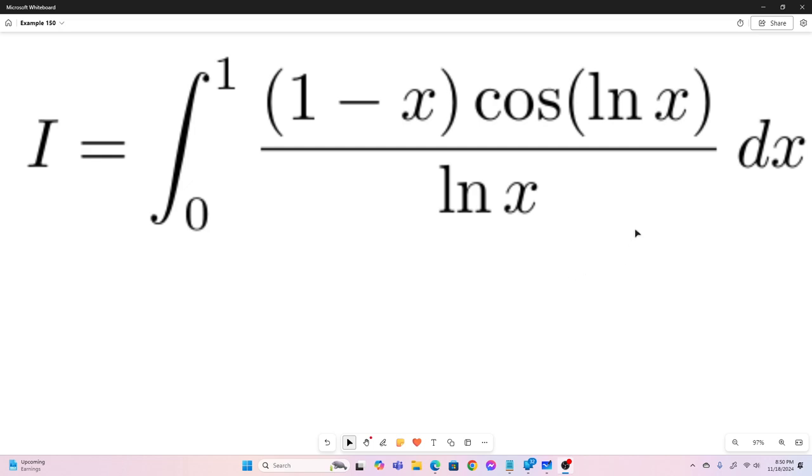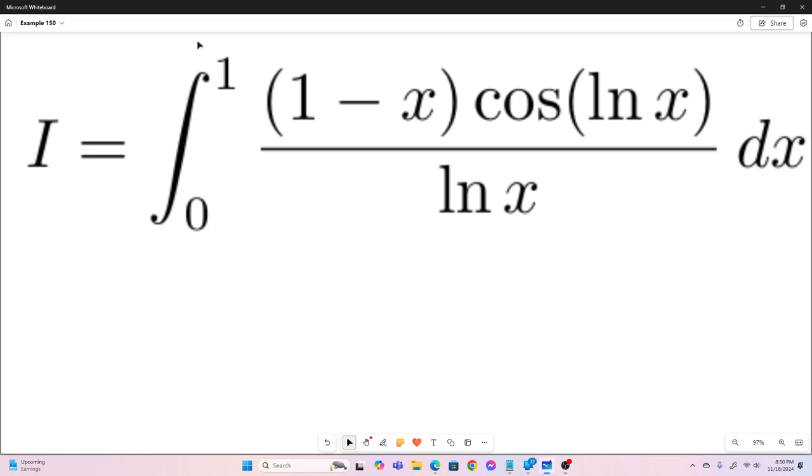We both use, I believe, I'm not sure if he uses Feynman integration in his solution or not, but I know our solutions differ quite a bit, so I don't feel too bad about using his integral so soon after he posted it. But anyway, let's just get started.